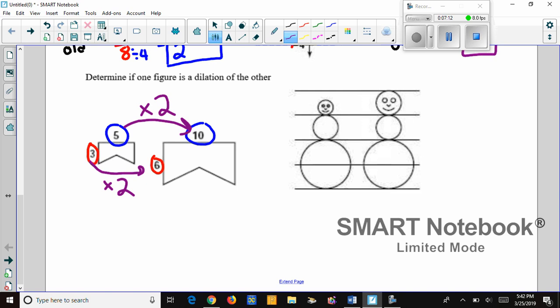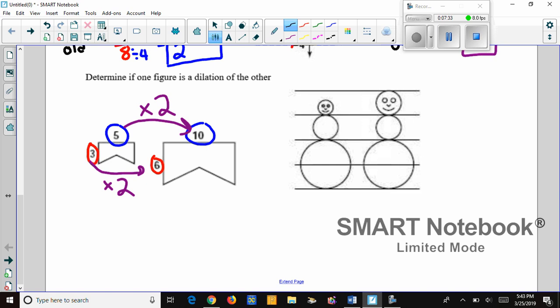Therefore, this is a dilation with a scale factor of 2. Now, there's another way we could have found that. To be mathematically more correct, we could look at taking the new measurement versus the old measurement.